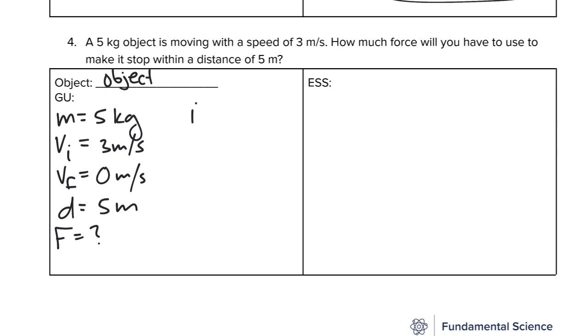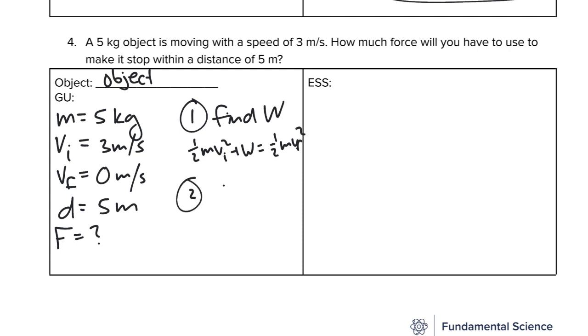So if you were going to do this in 2 steps, the first step would be to find the work, and that would be using our long equation, 1/2 mvi squared plus work equals 1/2 mvf squared. That will let you find the work. And then you could find the force by saying work equals force times distance, just like we did up there on example number 3. That was like part A and part B.